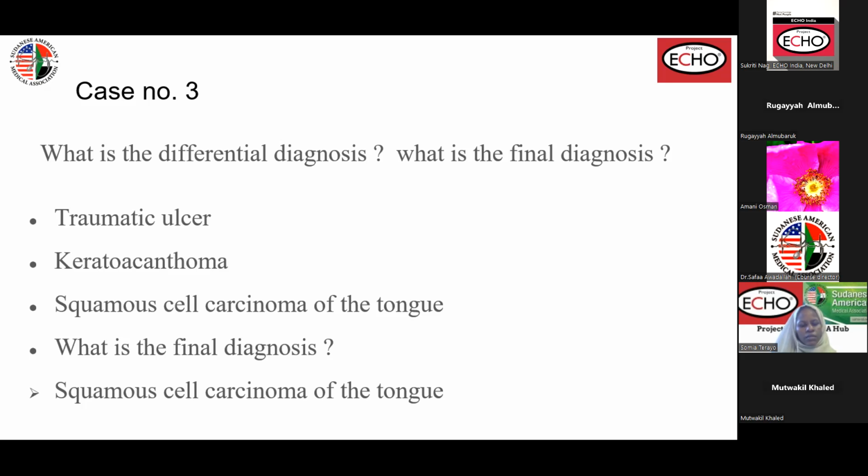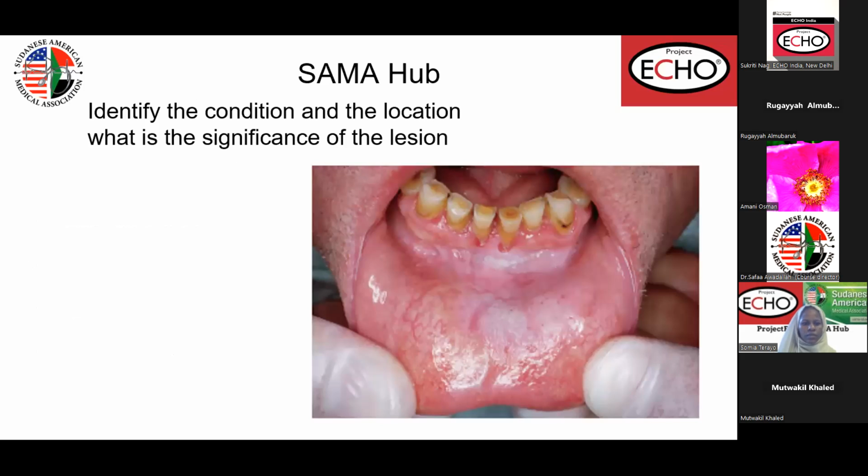So these have been our cases for the day. Now we will move on to some questions about appearance of some lesions. So I will show you a picture of a lesion. I'll give you a minute to think about it, and then you can give your suggestions in the chat, or if you want to unmute yourself and say it in the microphone, you can do that too. And we have some conditions from the group we covered in the lectures. So now I want you to look at this, identify the condition and the location and the significance of the lesion.